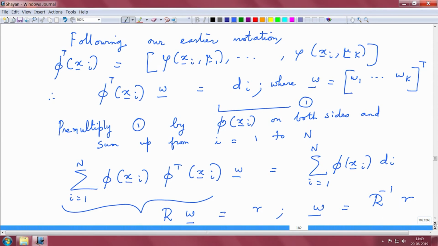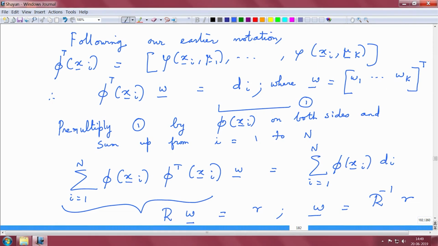So, phi transpose of xi times this weight vector is di, which is a scalar, and this vector is basically these weights W1 so on till Wk. Just note that phi transpose is a row vector and W is a column vector, and therefore this inner product is a scalar, which is di.